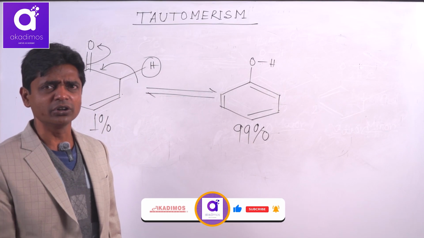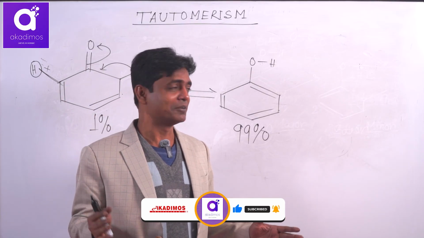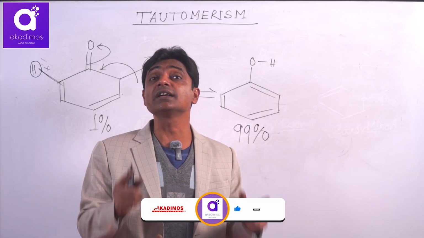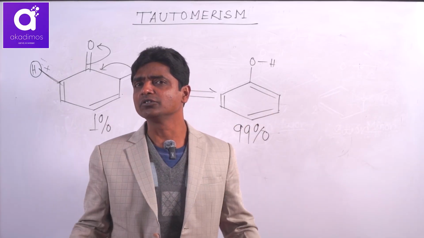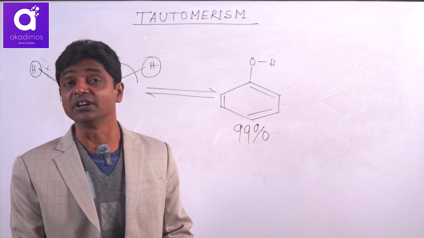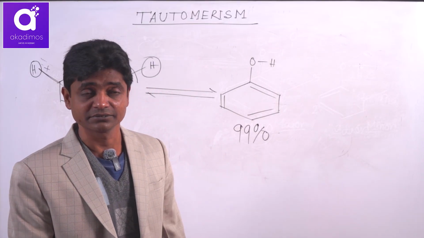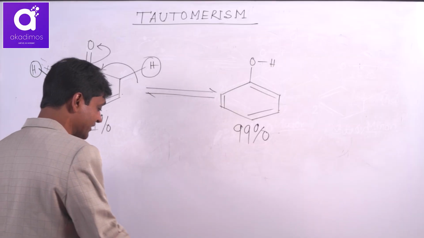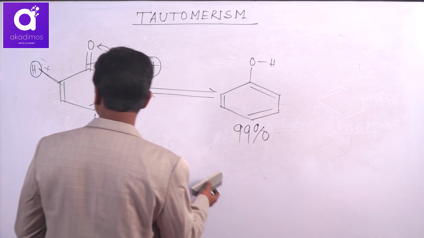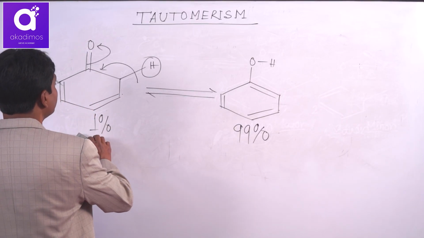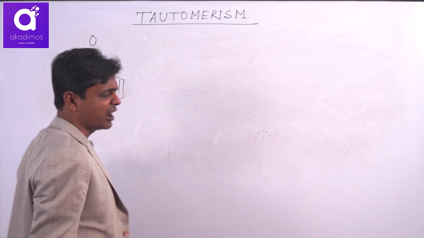In the beginning, what I told you, keto is generally more stable. But here, enol is more stable due to the highly stable aromatic ring. You know, aromatic compounds are highly stable due to extensive conjugation of the pi bond in the ring. Now, see another example. Here you got aromaticity as a special factor which will increase the stability of enol. See this example, a highly important example.